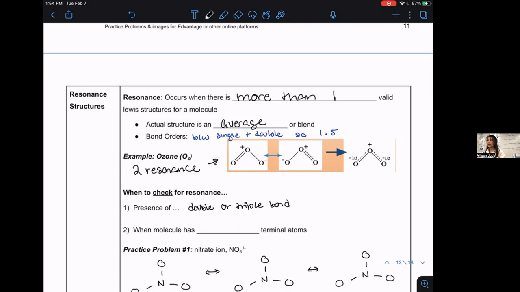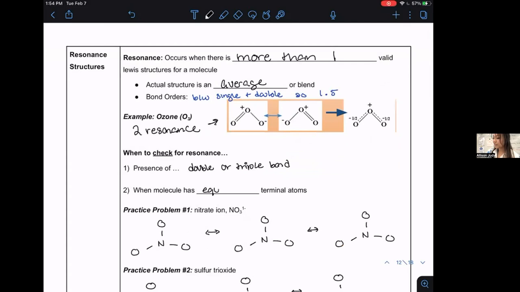Okay. Another time is when the molecule has what we call equivalent, another way of putting it is same, terminal atoms. So again, in the example above, it's two oxygens on both sides. They're going to behave the same. They're just spatially different.